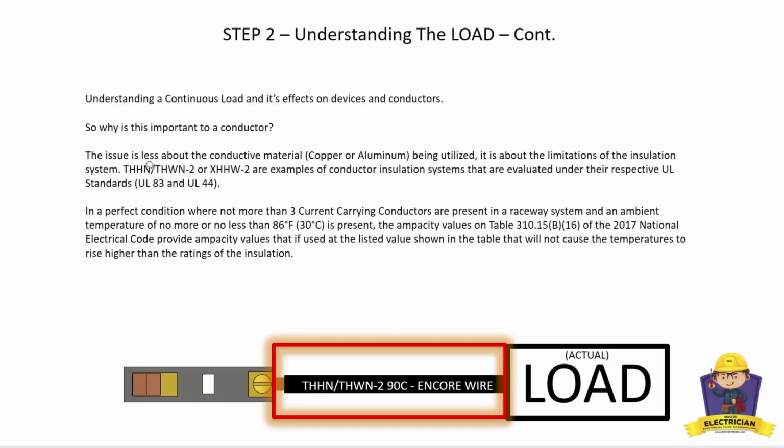It's a thermoplastic product. And UL 44 is what we use on XHHW-2 and RHH, RHW, USE, all these other ones. And actually USE-2 is also UL 854. But anyway, they're all thermoset products, okay? So they're under UL 44.